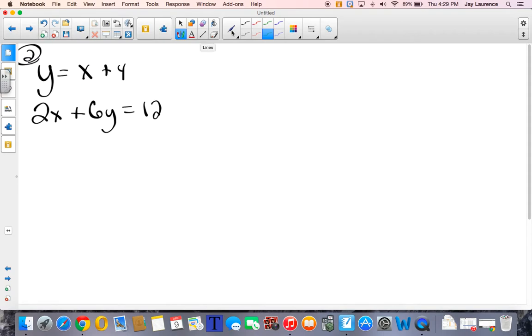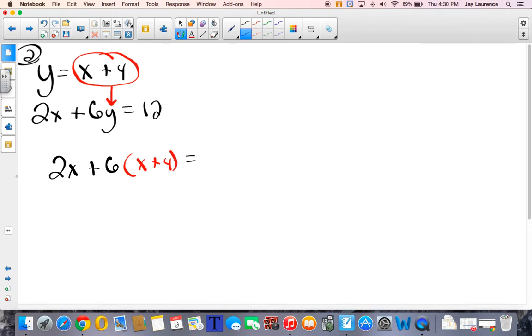Sometimes the equations look like this, okay? It says y equals x plus 4 and 2x plus 6y equals 12. Now, this is called substitution. I know that y and x plus 4 are the same number. Therefore, I can take the x plus 4 and put it in for y in the second equation. What that's going to do is give me one equation with one variable. So I'll have 2x plus 6. Now the 6 and y are being multiplied, so I have to go 6 times the quantity of x plus 4.